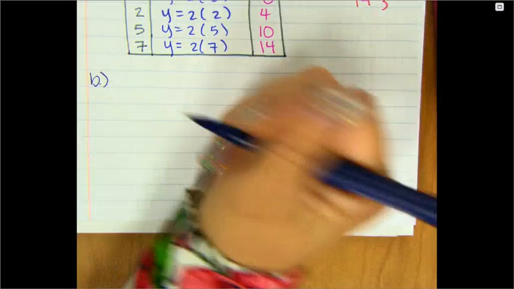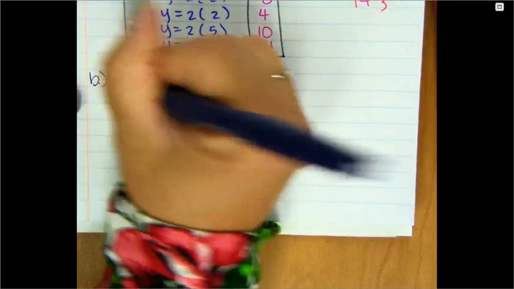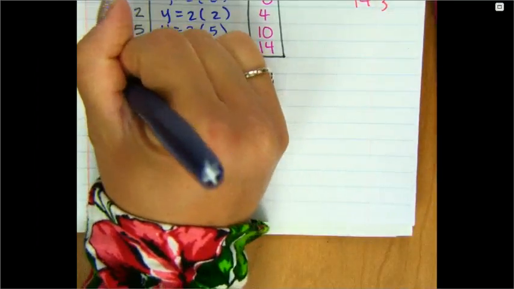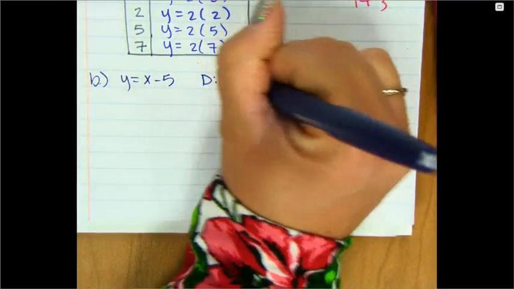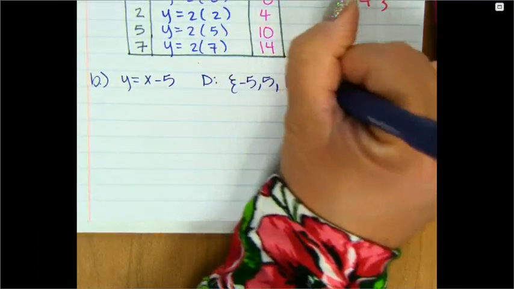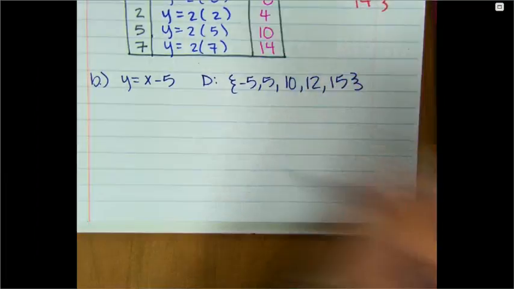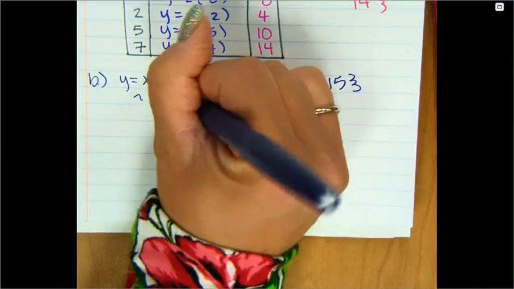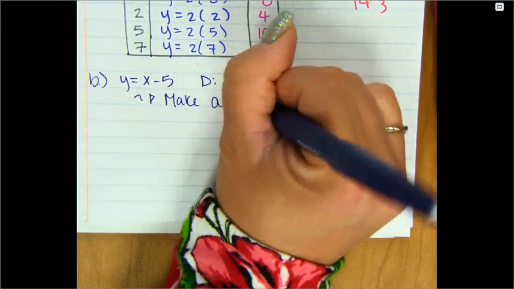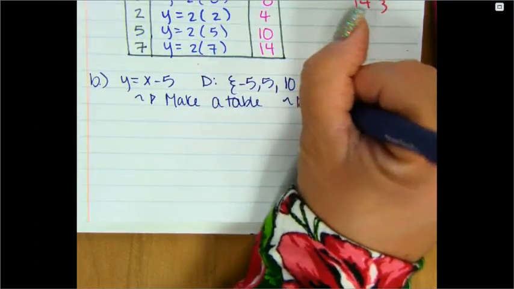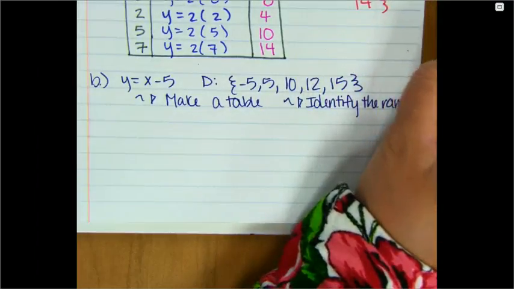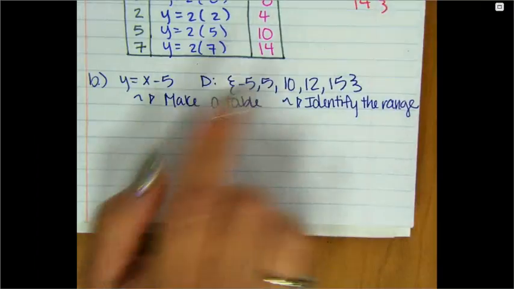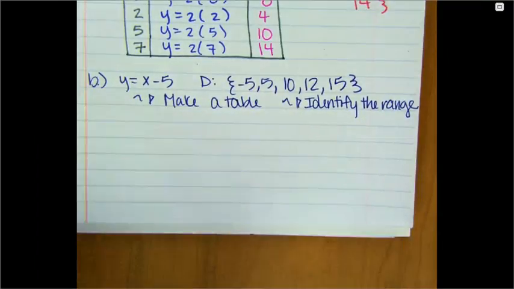Okay. Next example. You're going to do the same exact thing. I'm just not going to write it all out, okay? So you're going to find the domain of the function. Your function is y equals x minus 5. Your domain is negative 5, 5, 10, 12, and 15. I want you to make a table, and then I want you to identify the range. So same thing. I just wrote your domain a little differently. You're going to write your function right there.